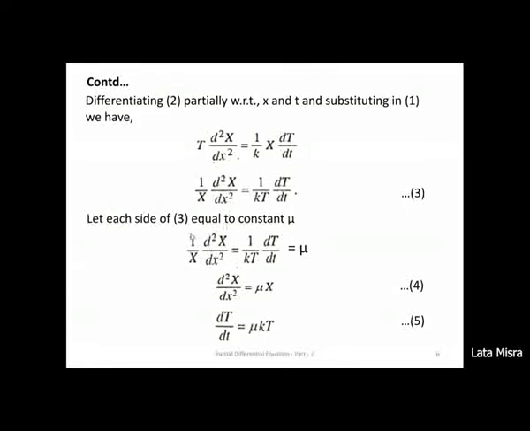And now we take this equal to mu, and we write equations number 4 and 5 as d²X/dx² equals mu X, just multiplying X to the right hand side, and the other equation is dT/dt equals mu k T. Both the equations are ordinary differential equations.